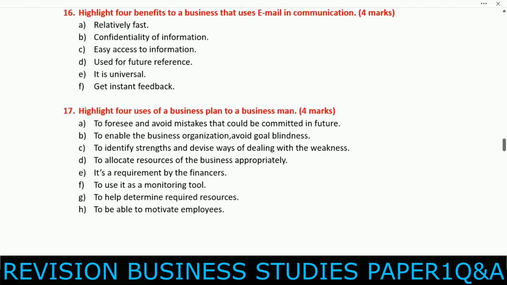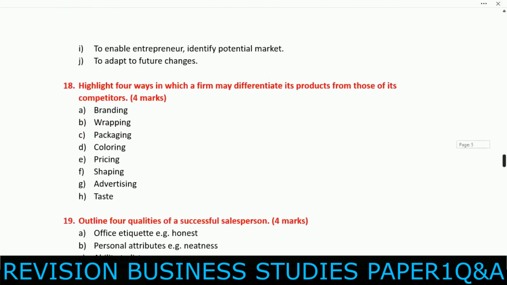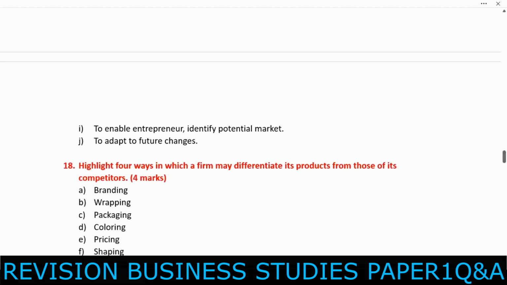Go to question number 17. Highlight 4 uses of a business plan to a businessman. Number 1, to foresee and avoid mistakes. Number 2, to enable the business organization avoid goal blindness. Next, to identify strengths and devise ways of dealing with weaknesses. Next, to allocate resources of the business appropriately. Next, it's a requirement by financiers. Next, to use it as a monitoring tool. Next, to help determine required resources. Next, to be able to motivate employees. Let's go to the next one. To enable the entrepreneur identify potential market. Then the last one, to adapt to future changes.